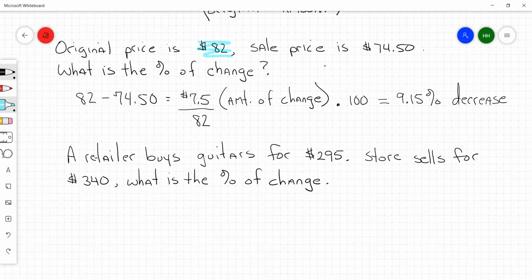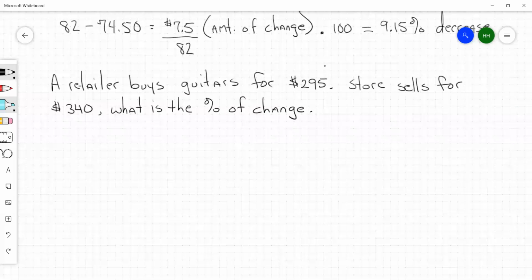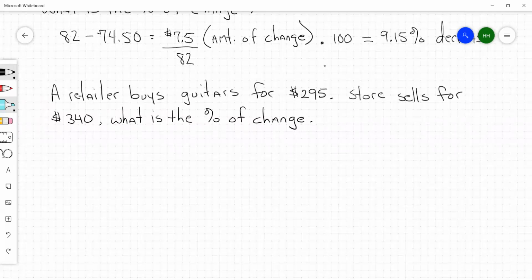All right, so now our price is going up. To find this amount of change, we're going to take the larger amount, the 340, and subtract 295. 340 minus 295 is $45. That's our amount of change. Make sure it's larger minus smaller number.